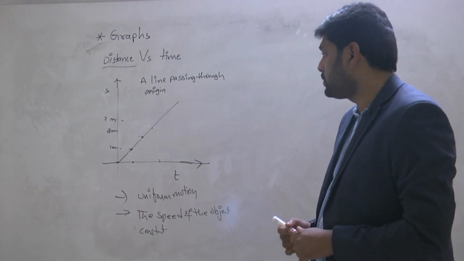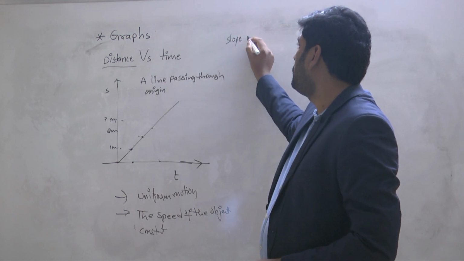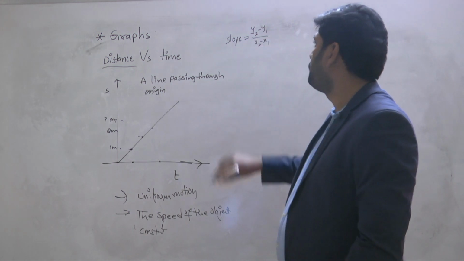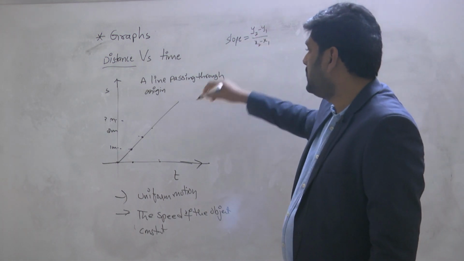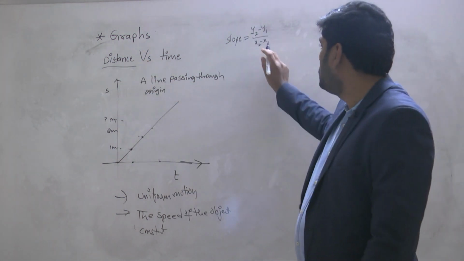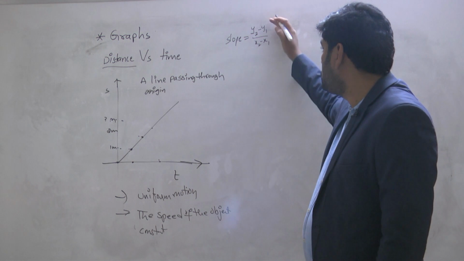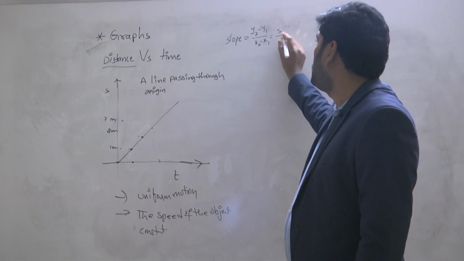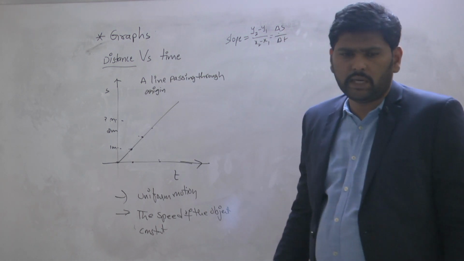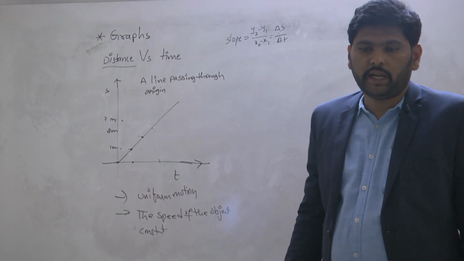So here if I observe the slope, generally slope represents y2 minus y1 by x2 minus x1. This y2 minus y1 is nothing but the displacement points. And x2 minus x1 represents the time points. So displacement by time, that is delta s by delta t. What is meant by delta s by delta t? Change in distance by change in time. The rate of change in distance.